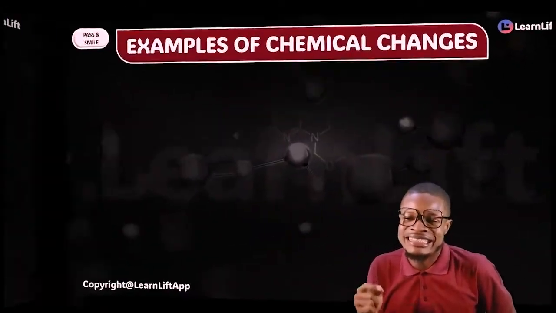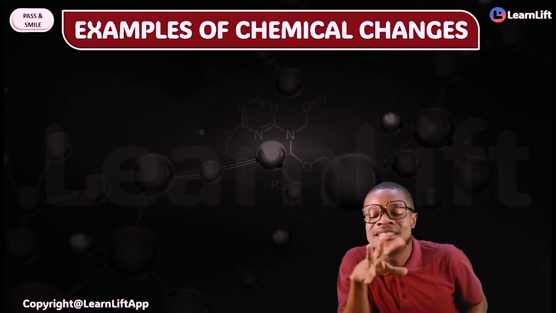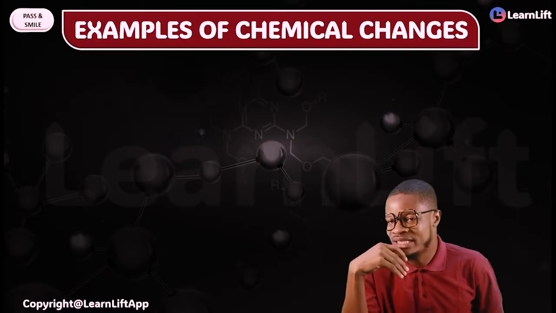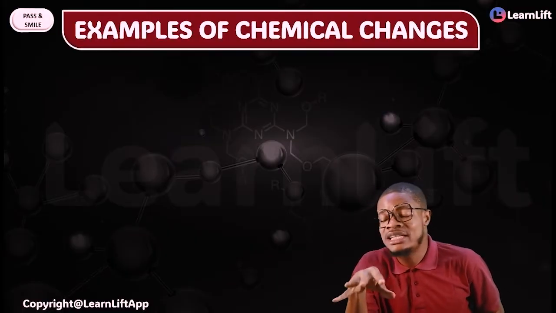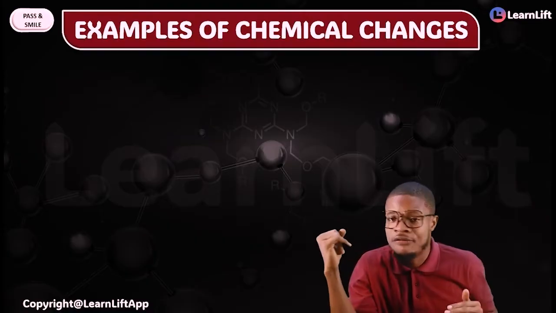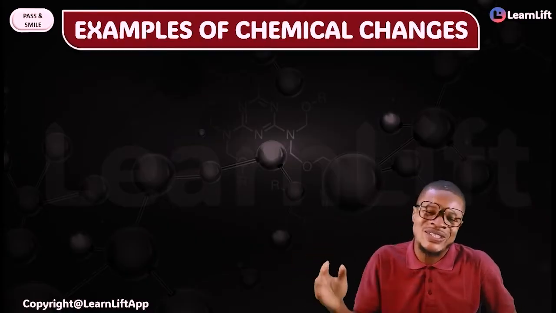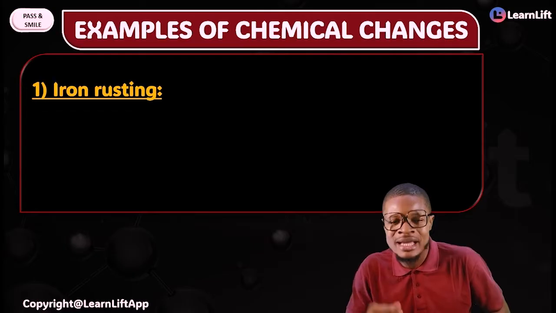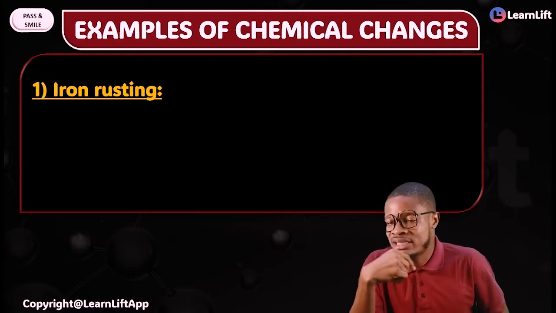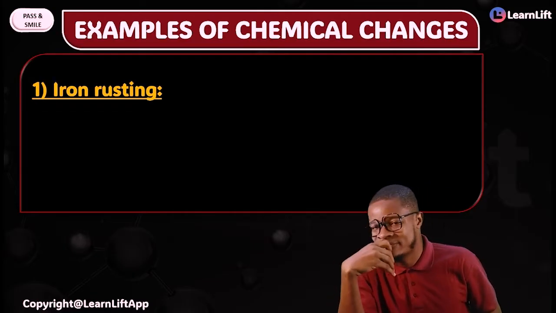What are the examples of chemical changes? This is where questions are loaded. I'm going to give you about 20 of them. Are you ready? Yeah, let's go. They include the following. Number 1 is iron rusting. What is it called? Iron rusting.